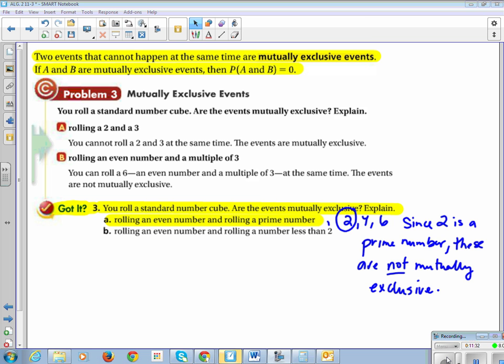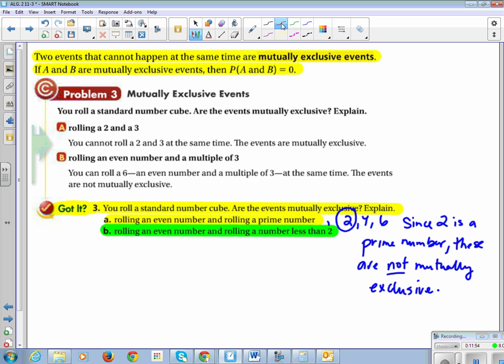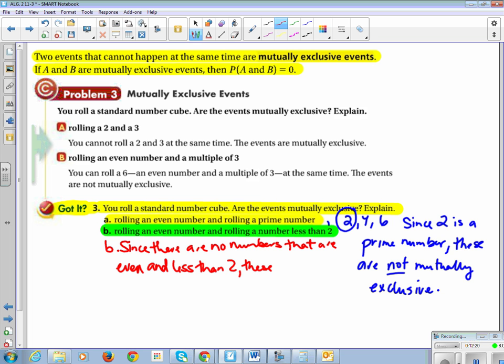All right, let's try our second scenario. Rolling an even number and rolling a number less than 2. Are those mutually exclusive? So for B, since there are no numbers that are even and less than 2, these are mutually exclusive. So if the probability is 0 of that happening, then you're mutually exclusive.